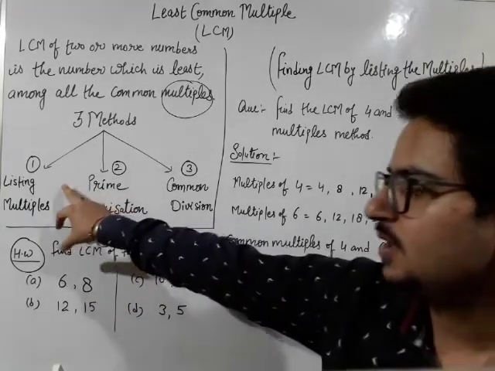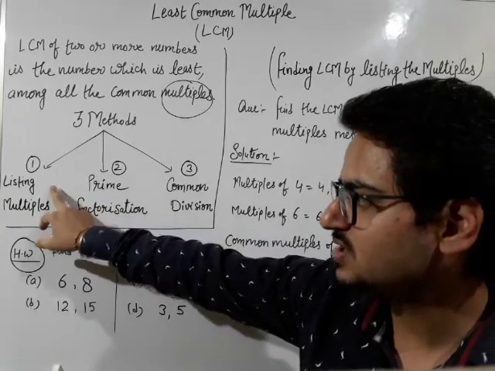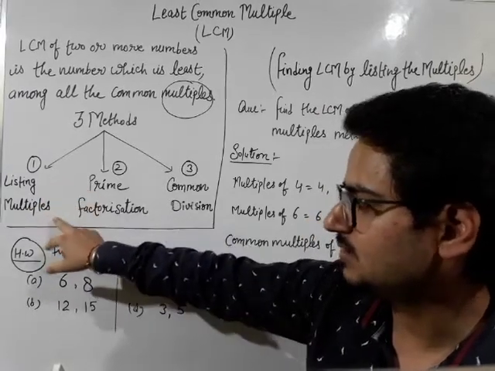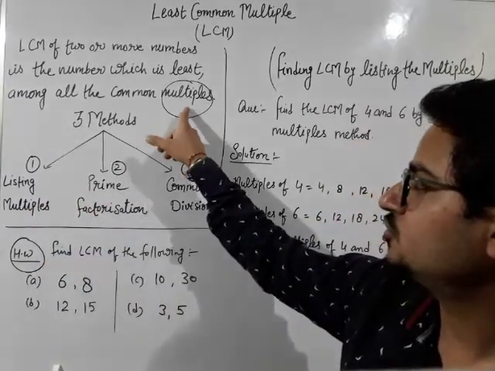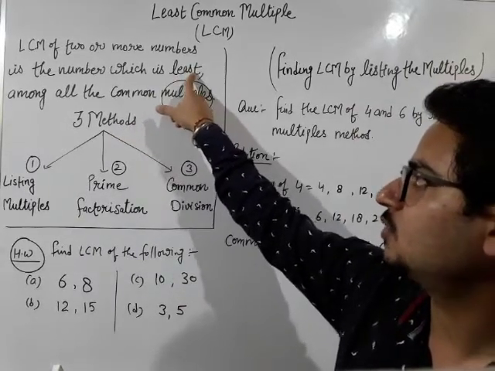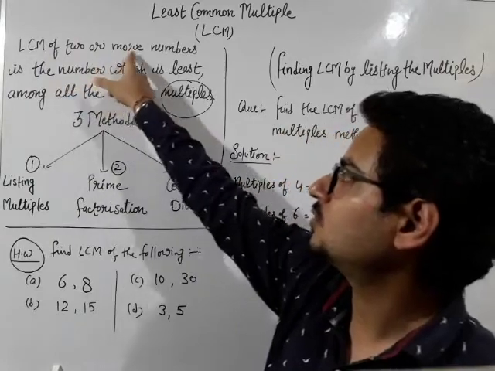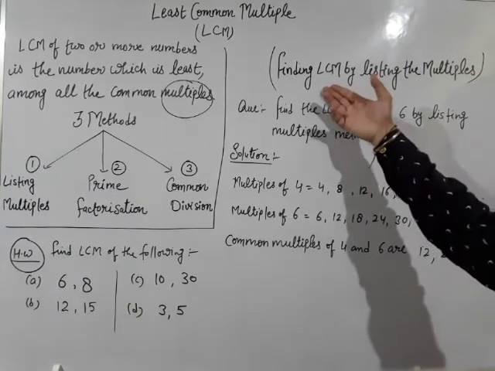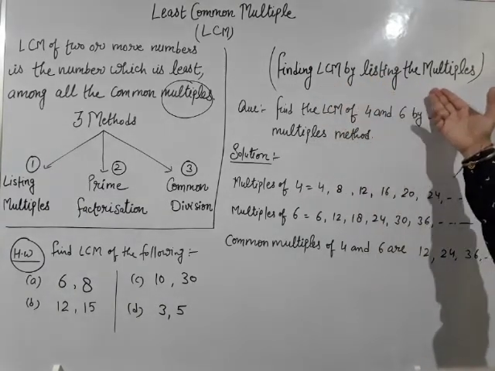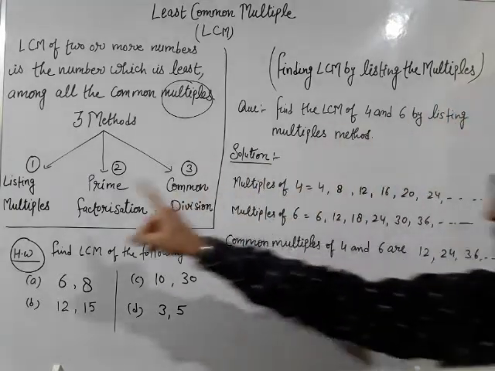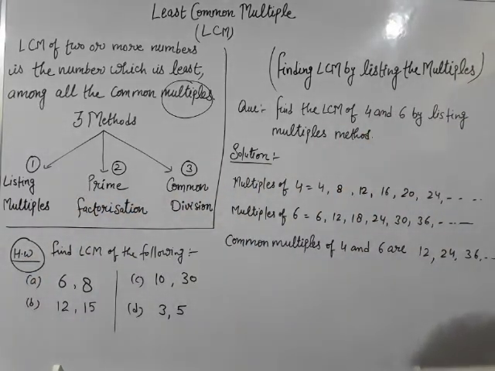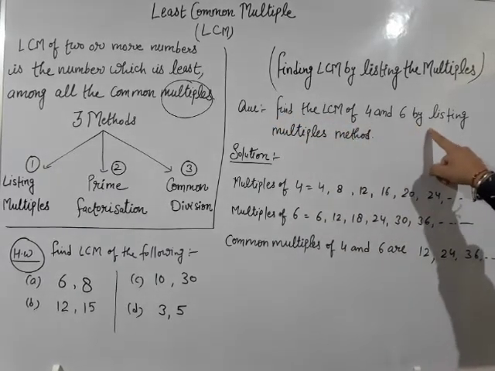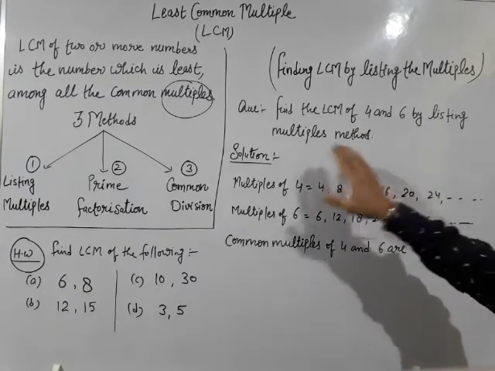According to its name, what we understand, we have to list the multiples. हमें multiples लिखने होंगे given numbers के, और उन multiples में से जो multiple common होगा और सबसे छोटा होगा, वही LCM होगा two or more than two numbers का, according to the definition of LCM. So here is your example how to find LCM by listing the multiples. This is your first method to find LCM. According to this example, find the LCM of 4 and 6 by listing multiples method.